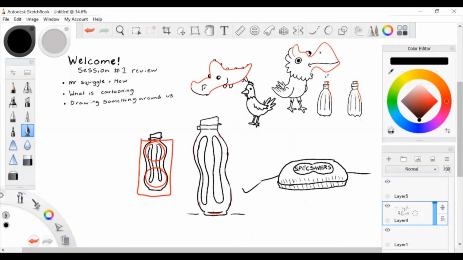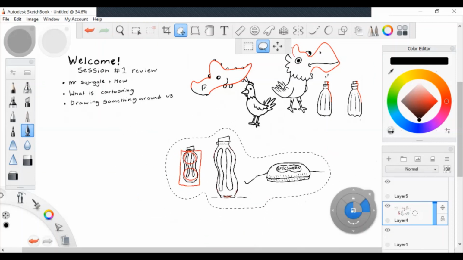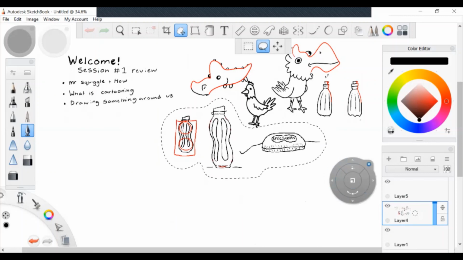But yeah, keep on seeing shapes in everything you look at and you want to draw, and join me again next week for another review or another lesson on cartooning.